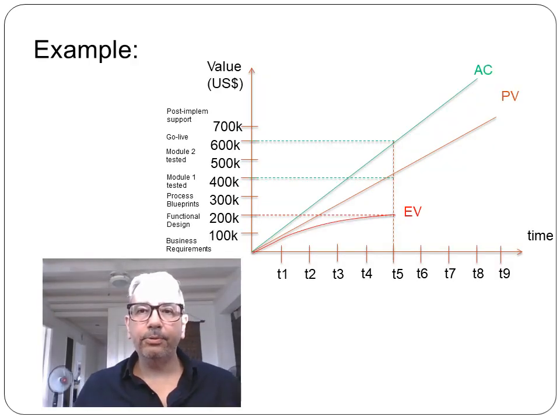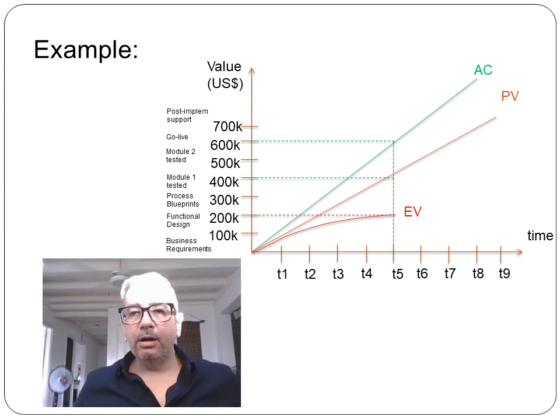Now, in this simple example, I try to explain how earned value works. Imagine this is a $1 million project. So you can see the planned value being projected over time, eventually to reach $1 million.